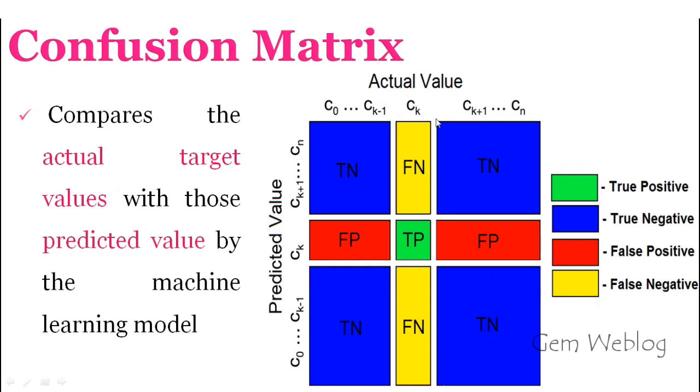Here, if class CK is correctly classified as class CK by the machine learning model, then it is a true positive. If class CK is incorrectly classified as some other class by the machine learning model, then it belongs to false negative. If some other class is incorrectly classified as class CK by the machine learning model, then it belongs to false positive. Other than this, it is true negative. Similarly, it is applicable for the remaining classes.